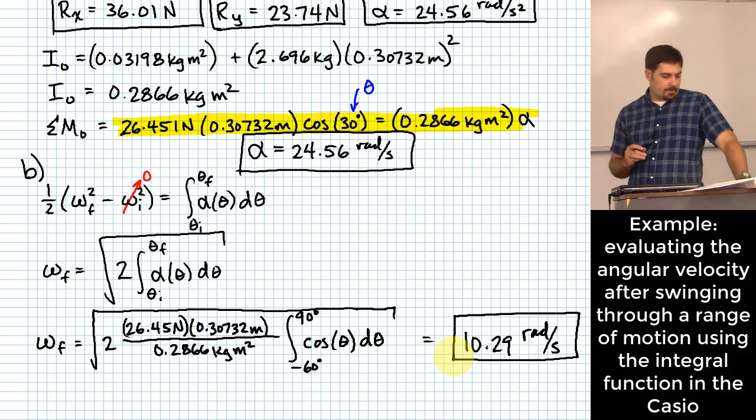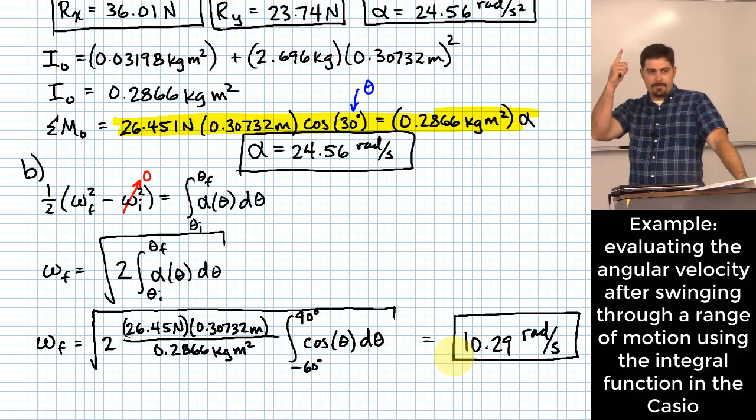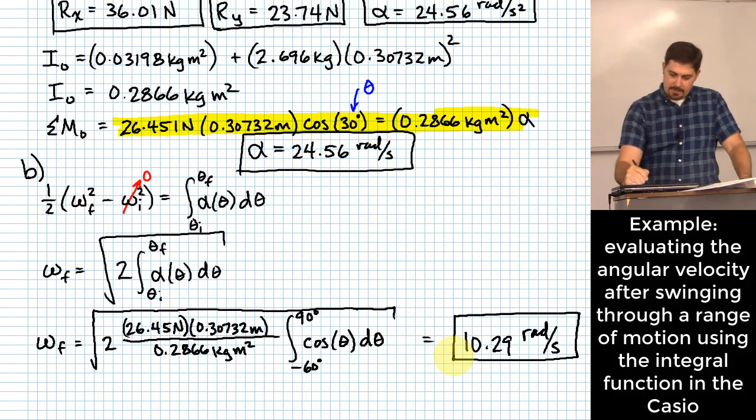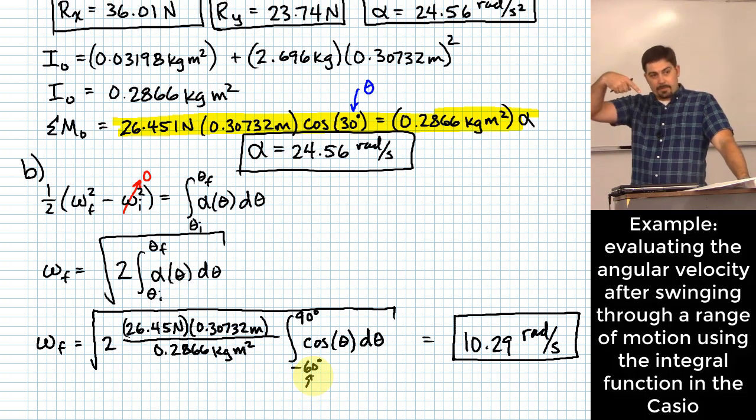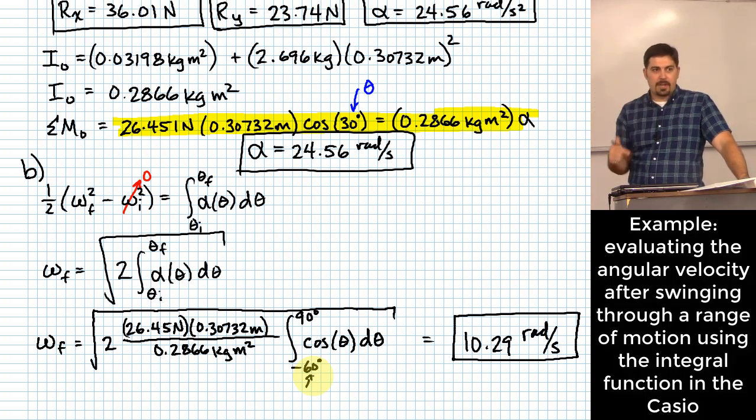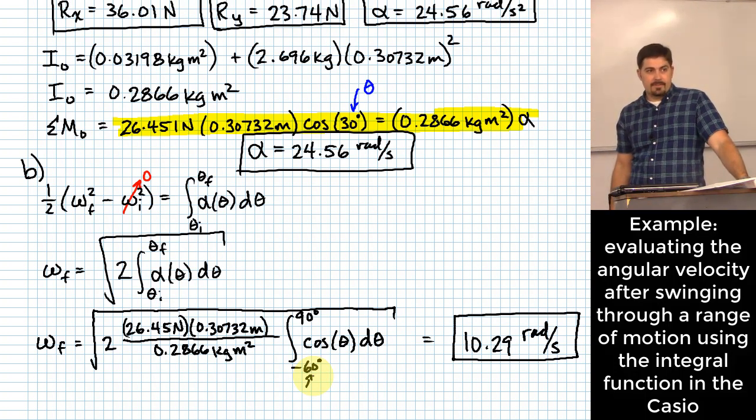So what would you do if you needed different limits, like if you released it from the very top, for instance? You just change this to a negative 90, right? Or if you needed to figure it out at a position, like let's say you dropped it from negative 60 and you wanted to figure out what it was at 30, at that instant we were working on a second ago, you could do that same thing and figure out what that angular velocity was.